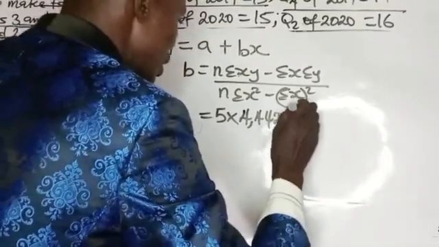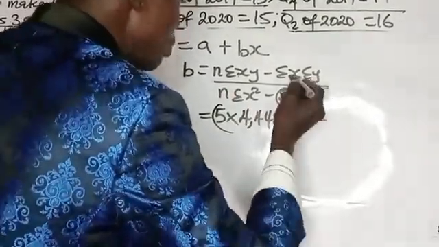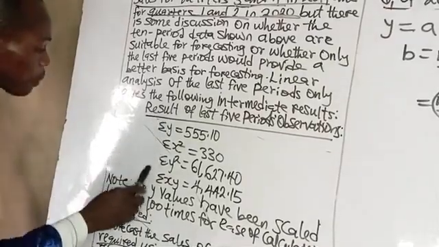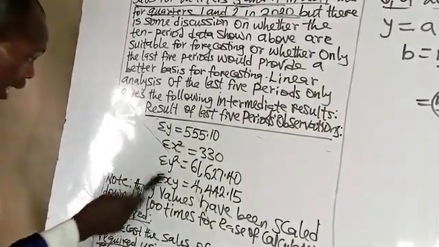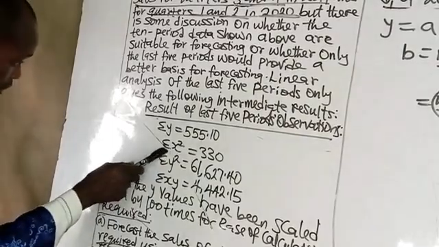4,442.15 minus summation x. If you look at the data provided here, there is no summation x among it. We only have summation x squared.